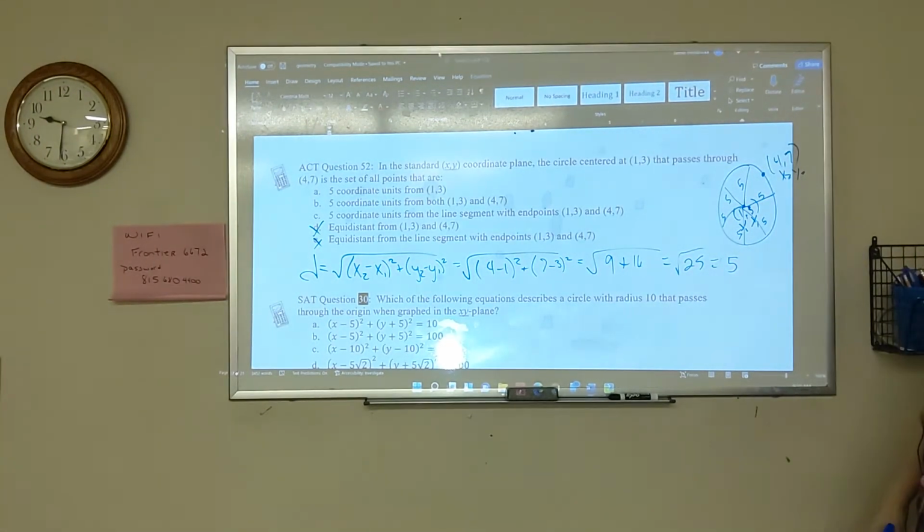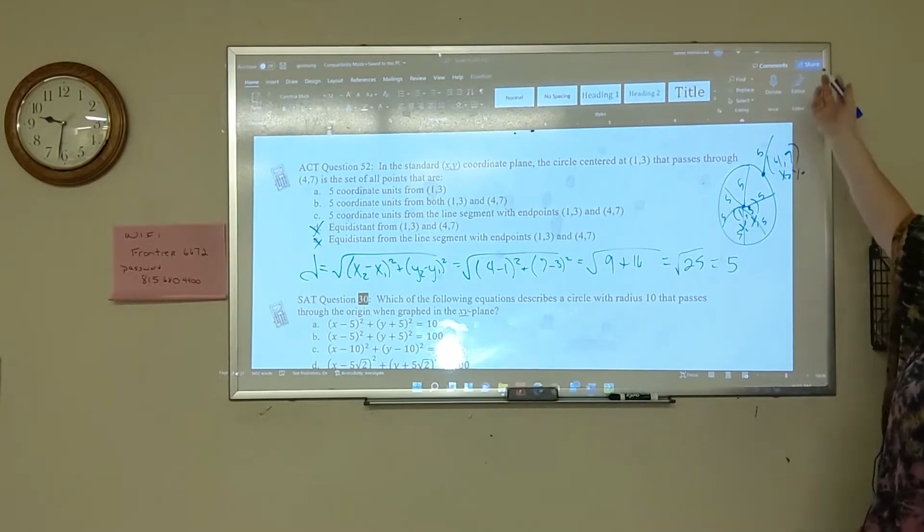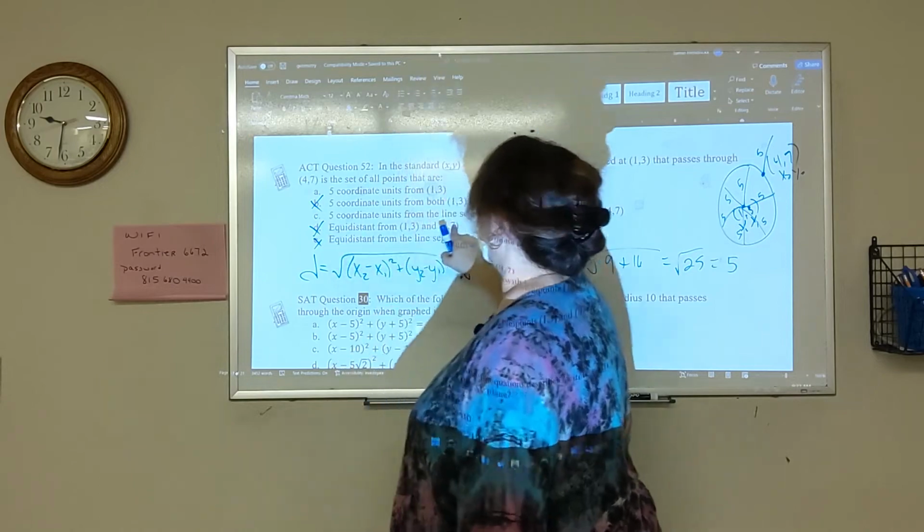Let's go to B. Is the circle the set of all points that are 5 units, 1 radius, away from both 1, 3, and 4, 7? You're shaking your head, why? Right, what if I went a different direction? What if I went that way, 5 units? Yeah, no, I'm no longer on the circle, so that fails. C is out. C is out for the same reason.